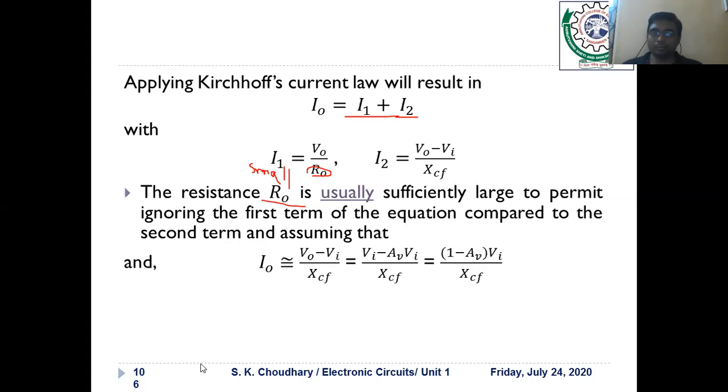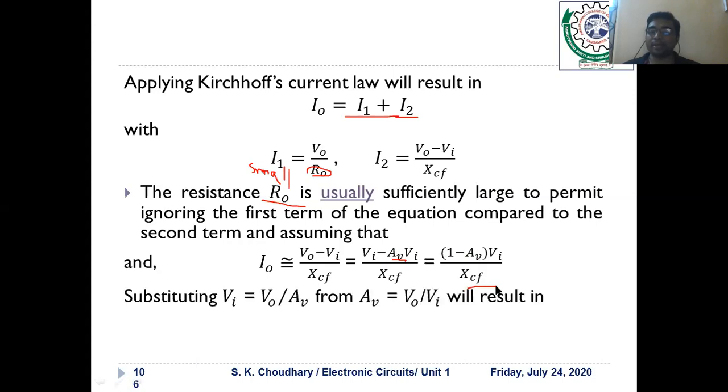Again, V0 could be written like this, AV Vi, and it is coming as (1 minus AV) Vi upon XCF. Here the negative sign does not matter because it is a current equation. Do not be confused about whether there is a negative or positive current. That's why I have not shown it in the equation.